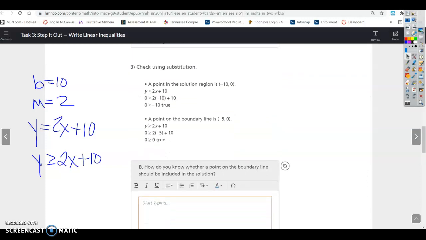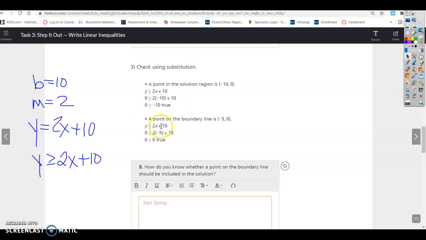It says check using substitution. So remember in the last task, we chose points and we plugged in the points to see if it was true or false. That way we could tell if the points were part of the solution or not. So they're taking a point, negative 10, 0, and they plugged in negative 10 for x, and they're checking to see if it equals 0. So 2 times negative 10 is negative 20. Negative 20 plus 10 is negative 10. Is 0 greater than or equal to negative 10? Yes, 0 is greater than all negative numbers. So that is a true statement.